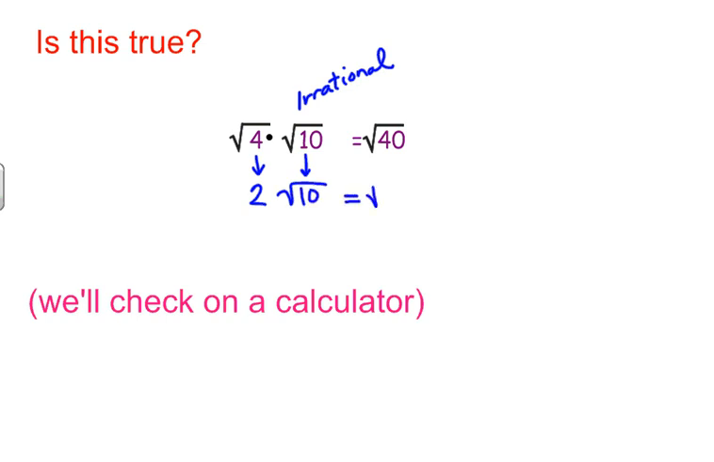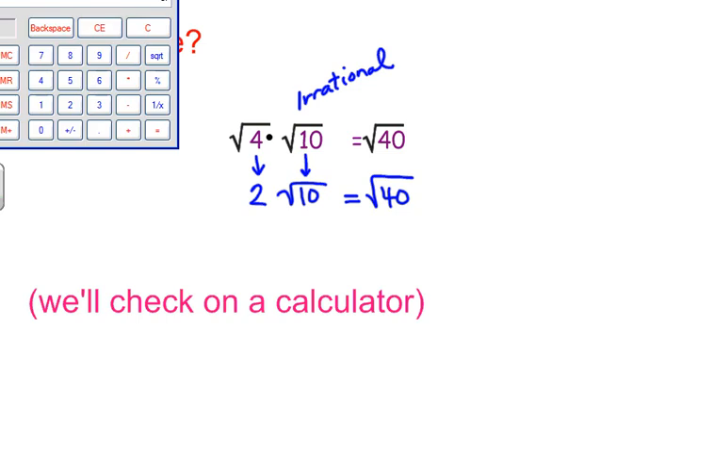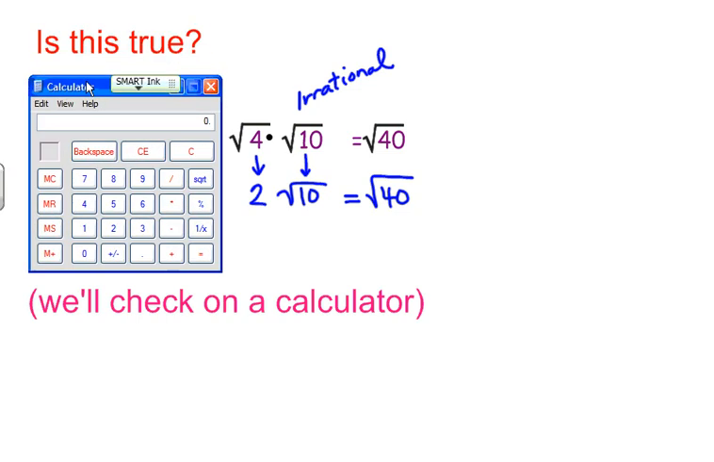And I want to know if this is true. So I'm going to check it on a calculator. What I'm going to do first on my calculator is the square root of 40. And there's that crazy irrational number, 6.324. There's a bunch of 5s.